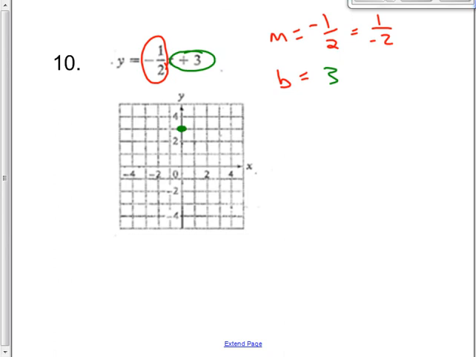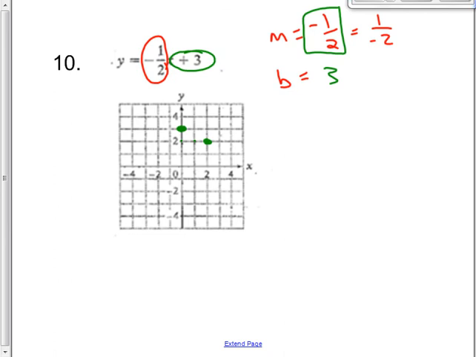Now my rise over run, my slope, my change in y over change in x, I run depending on which one I'm going to look at. Let's look at this one first. So it says rise down 1. Okay, so I go down 1 for the rise and right 2 for the run. So down 1 and right 2.